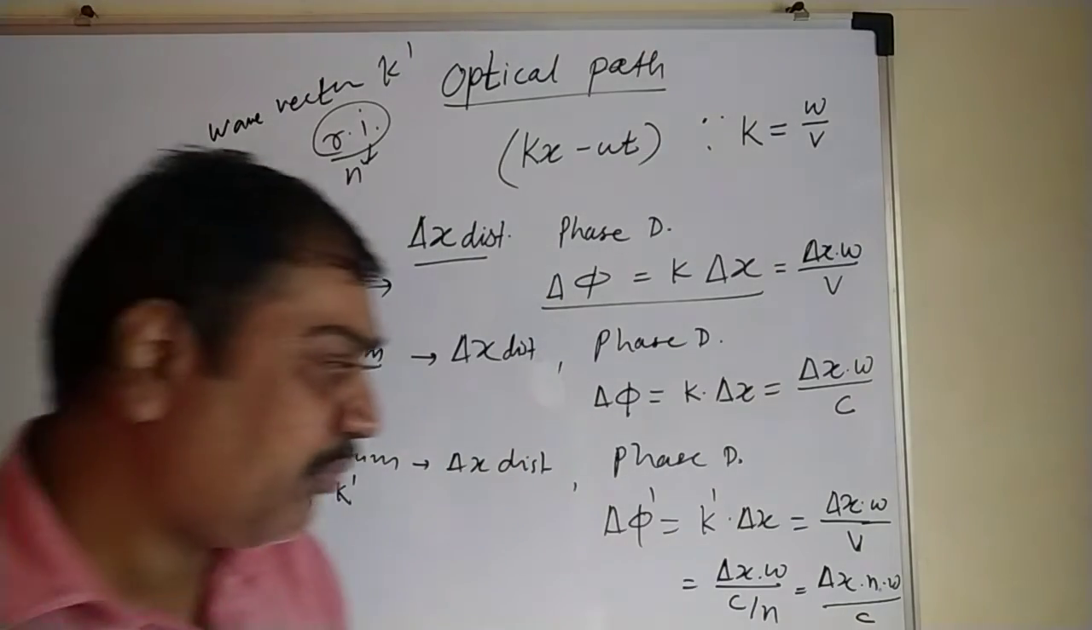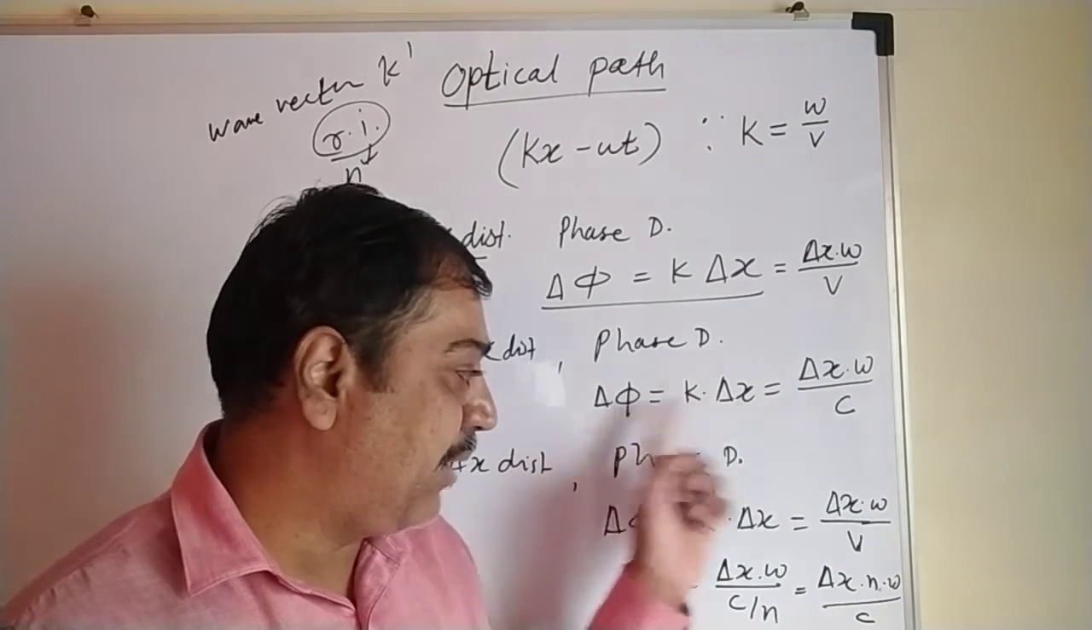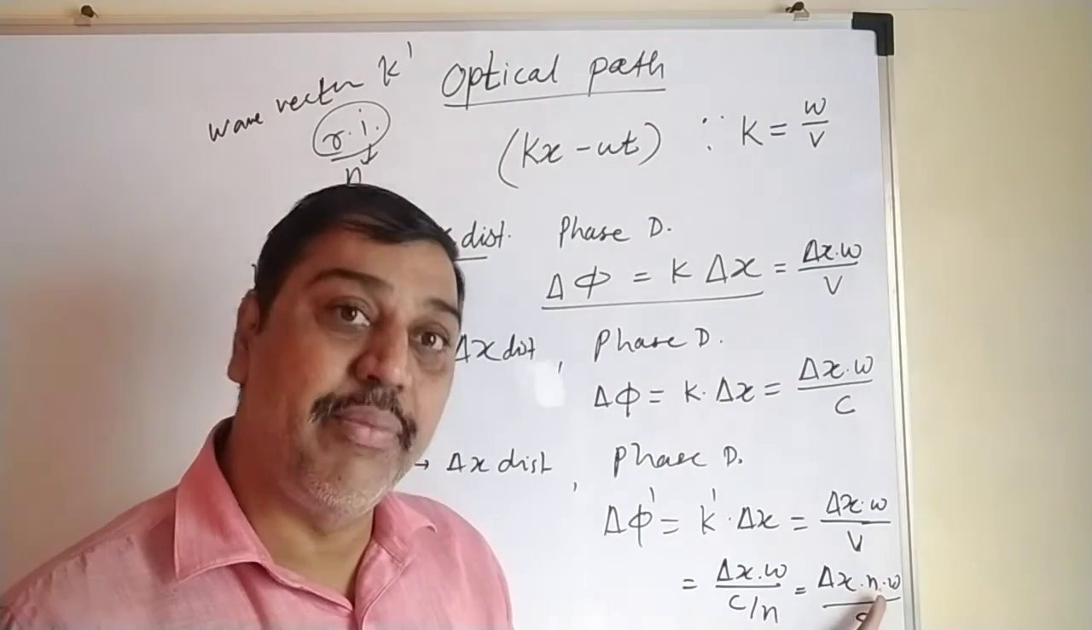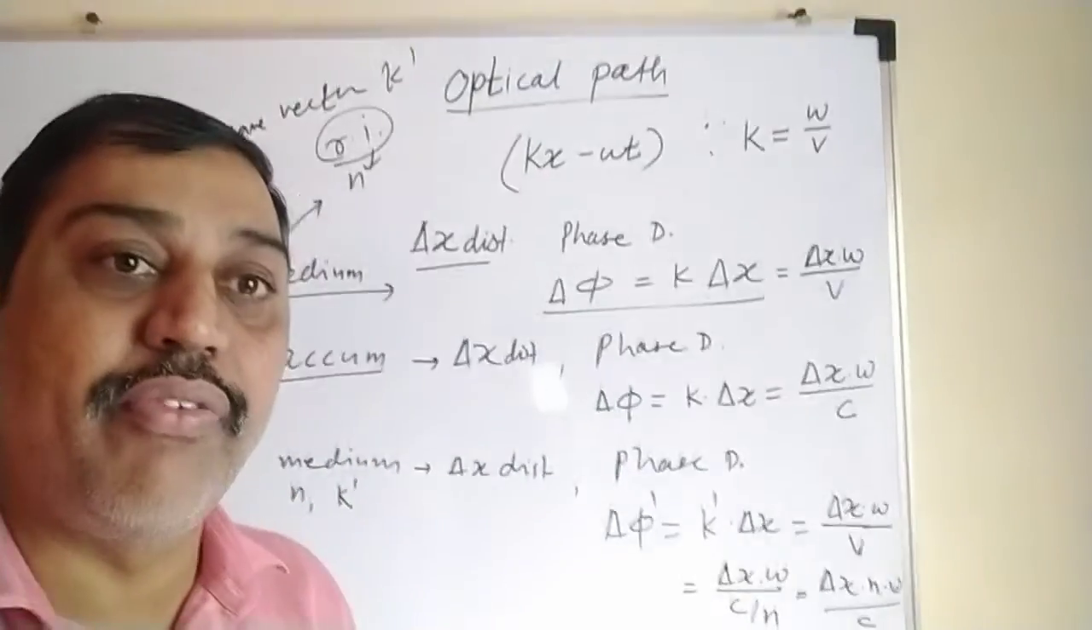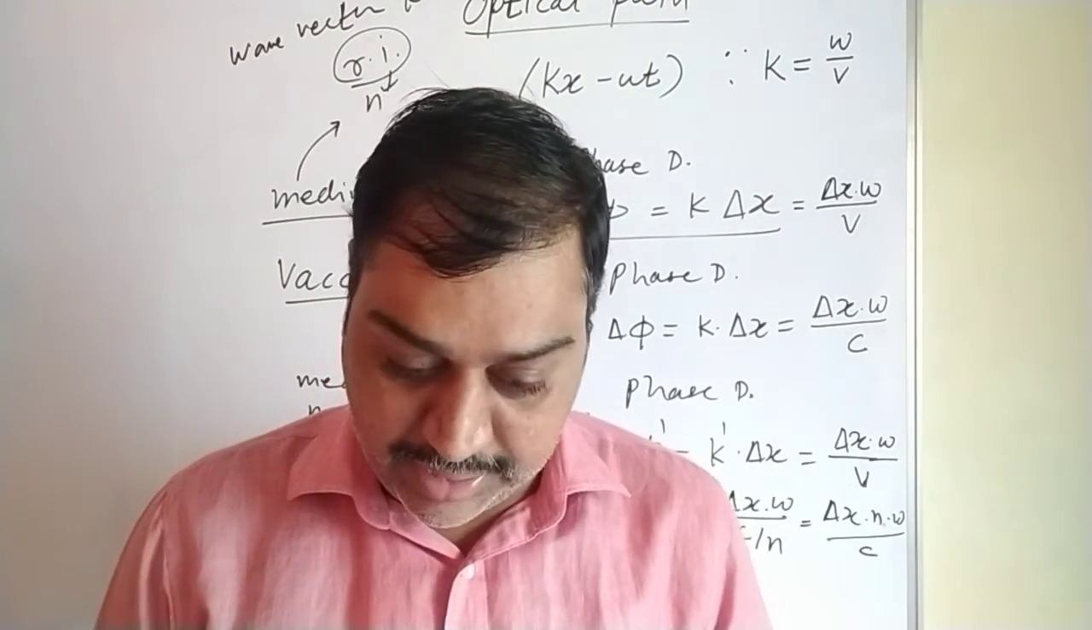So here delta x omega by c, delta x omega by c, it remains same, delta phi. Only here n comes extra. N means what? Refractive index comes here in this equation. The new term is the refractive index.